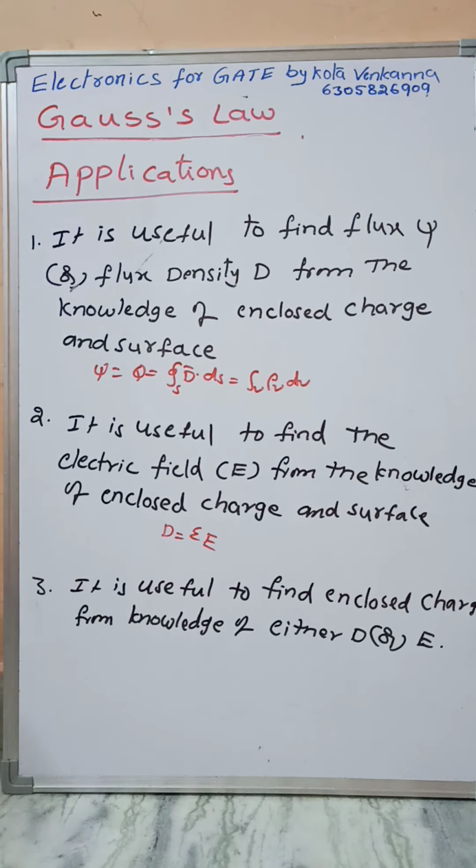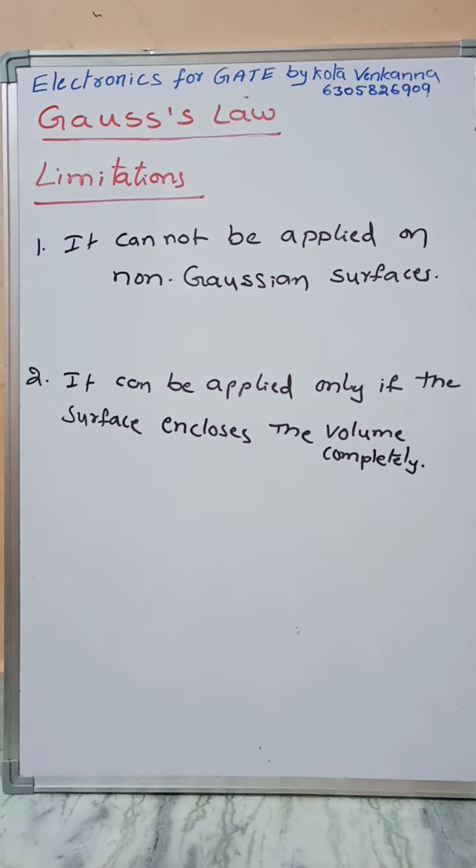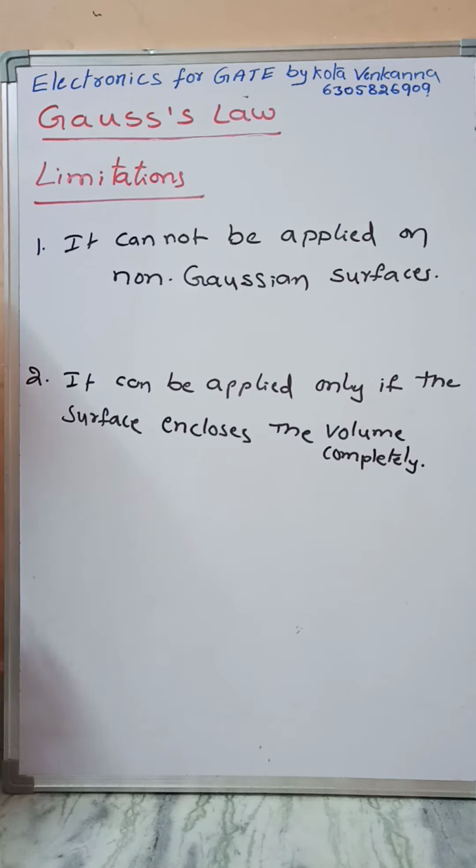And next we will see the limitations of Gauss law. The first limitation of Gauss law is that it cannot be applied on non-Gaussian surfaces. It is applied only on Gaussian surfaces. This is one of the limitations of Gauss law.